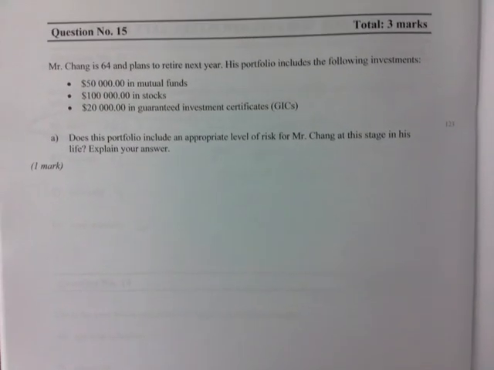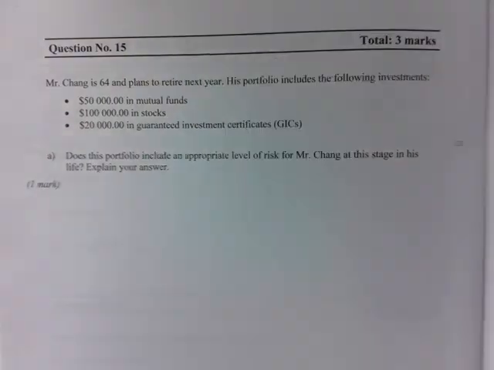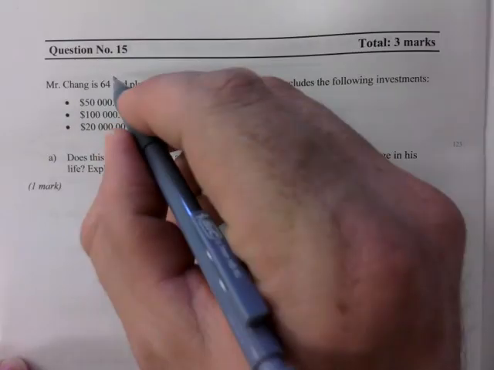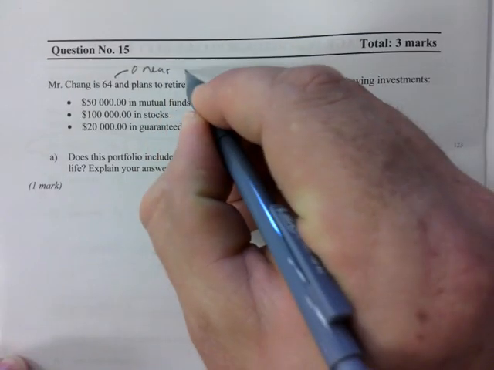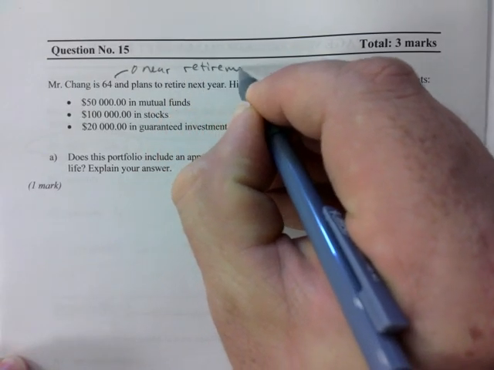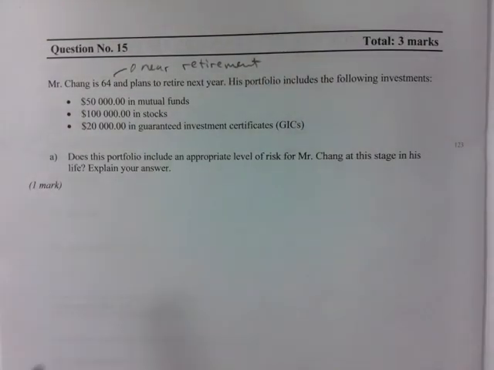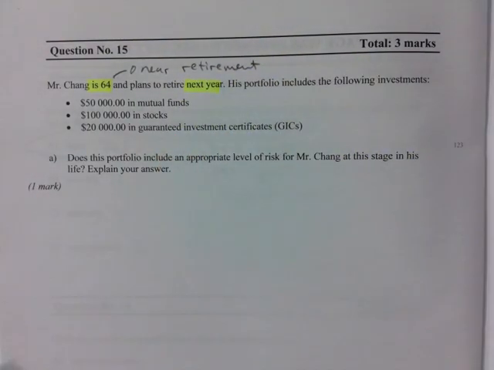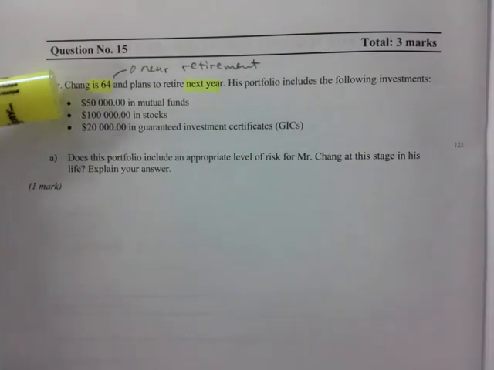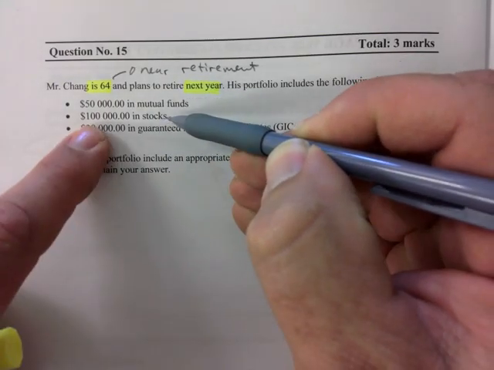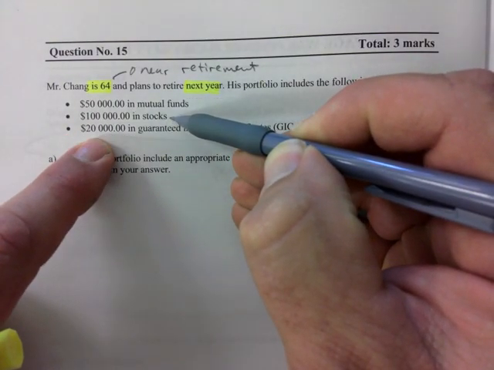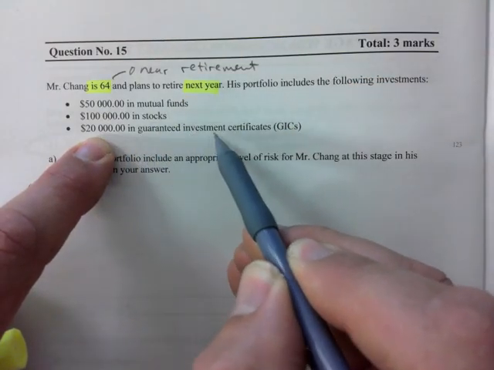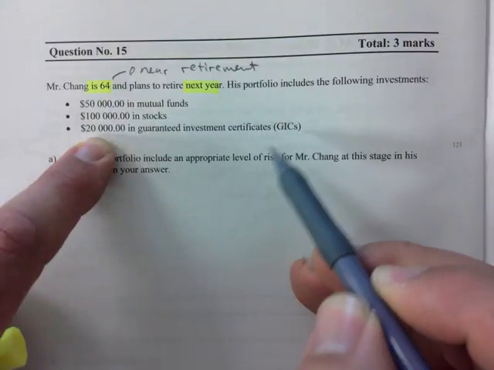3 marks for this question. Mr. Chang is 64. That's near retirement. That's very important to note. At 64, he plans to retire next year. They're confirming that. His portfolio includes the following investments. So he's got 50 grand in mutual funds, 100,000 in stocks, 20,000 in guaranteed investment certificates, which we call GICs.